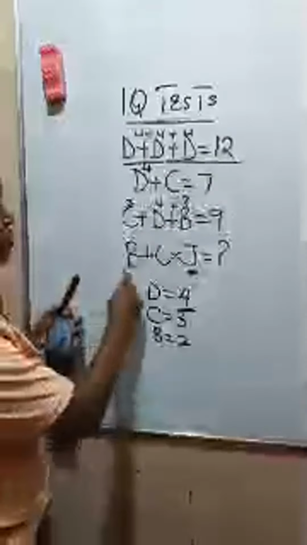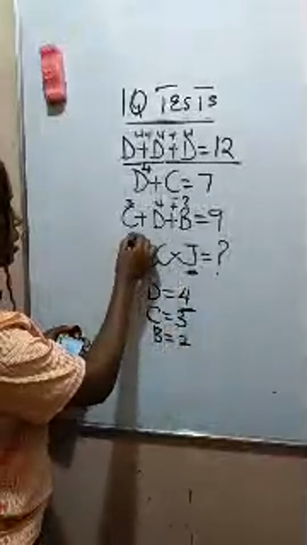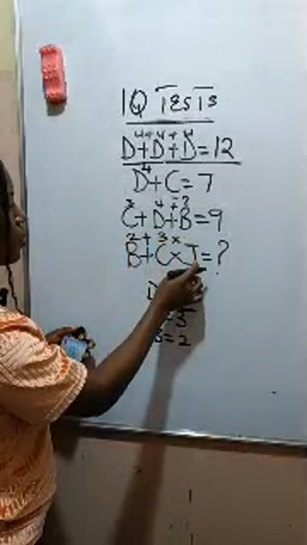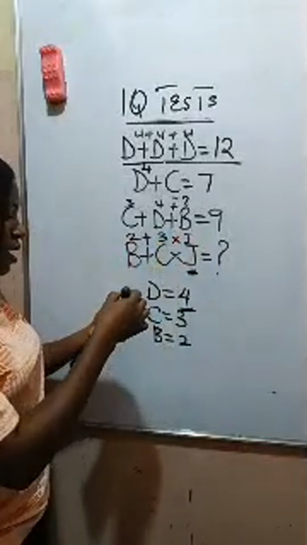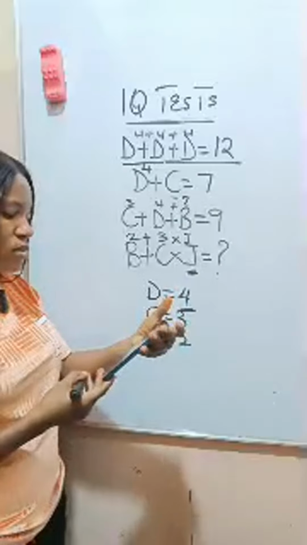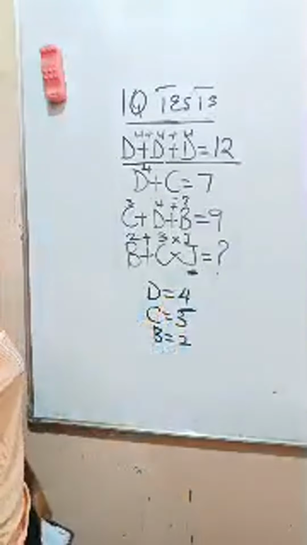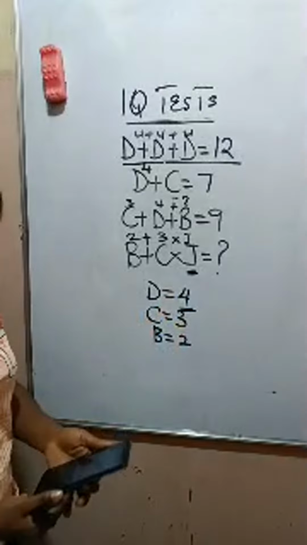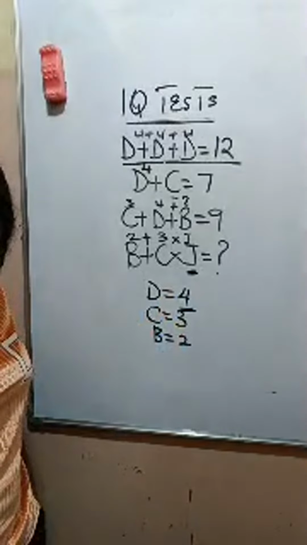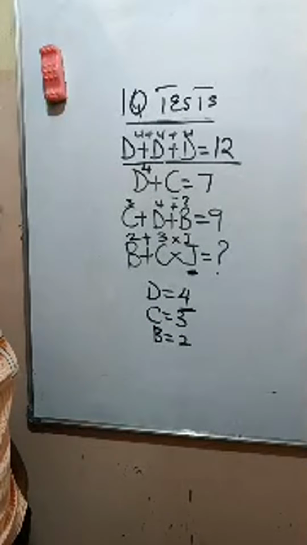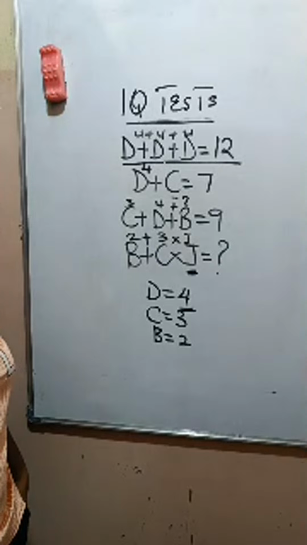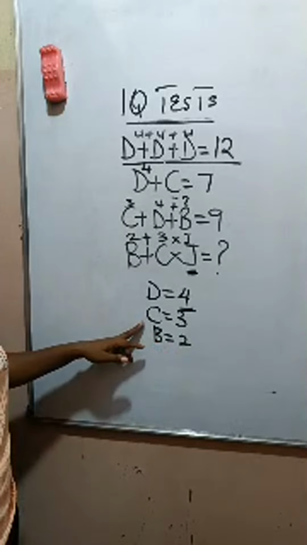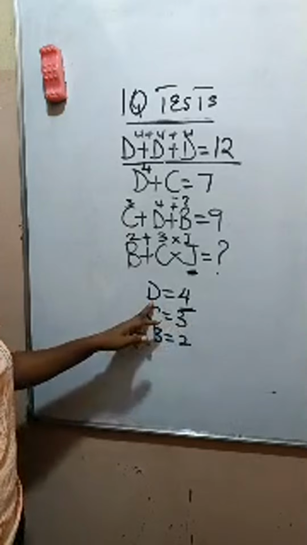So if you come to the question, we can substitute B as 2, C is 3, but we don't know the value of J. And that is where this comes into play. All right, let's go to the answer that we got. Now, if you look at the answer we got, you have B is equal to 2, C is equal to 3, and D is equal to 4.